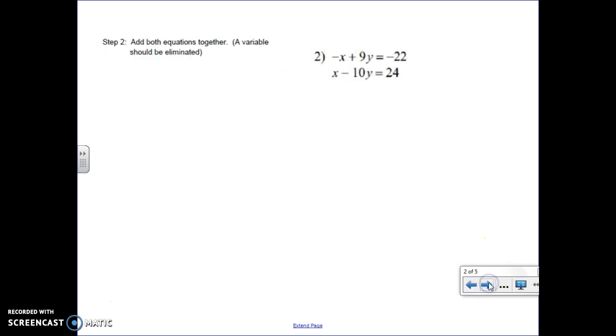Okay? And the way I do that is because this is a -1x and that's a +1x, I can add these two equations together. So -1 and +1 is 0. That's gone. 9 plus -10 is -1y. -22 plus 24 is +2. Okay, so I've added both the equations together.